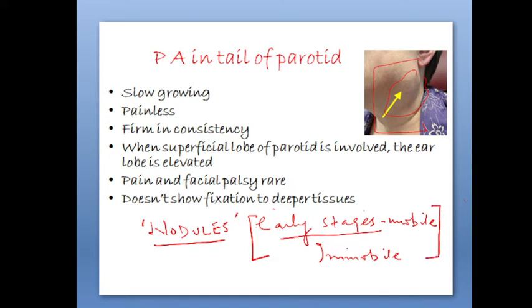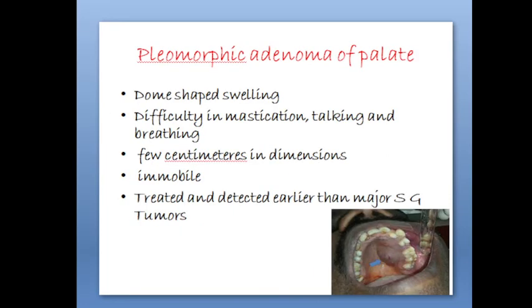The examiner can ask a question: which of the following is not a clinical feature of pleomorphic adenoma? For that, you have to remember the basic clinical features of pleomorphic adenoma. Regarding the pleomorphic adenoma of the palate, it is a dome shaped swelling. It causes difficulty in mastication, talking, and breathing. It is only 2 to 4 centimeters in maximum dimensions. It is immobile and it is treated and detected earlier than in major salivary glands.